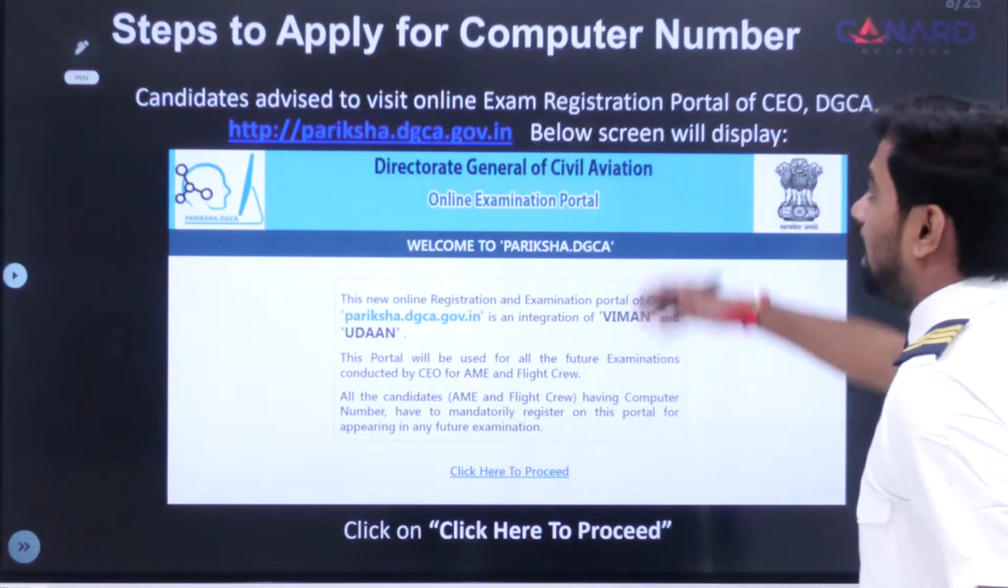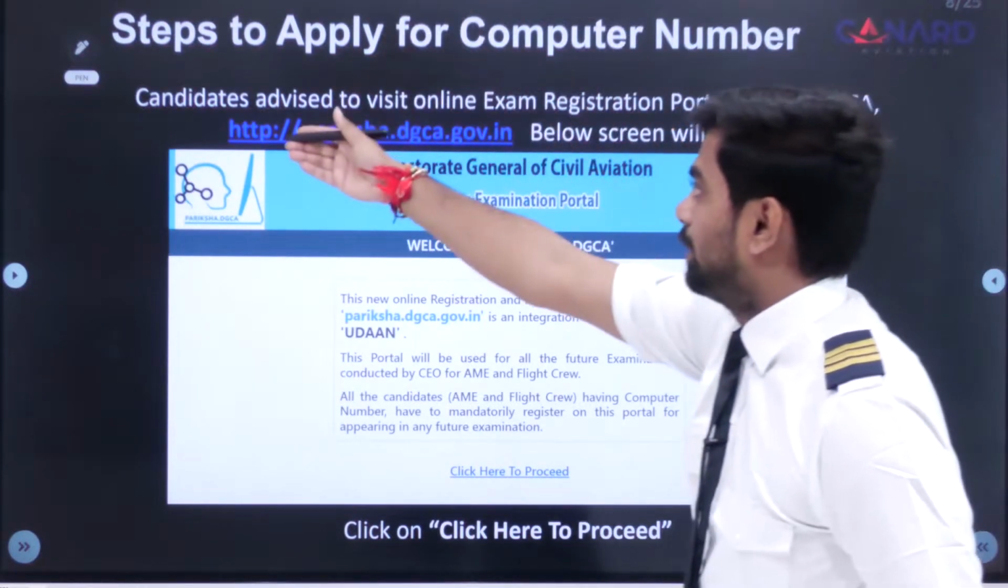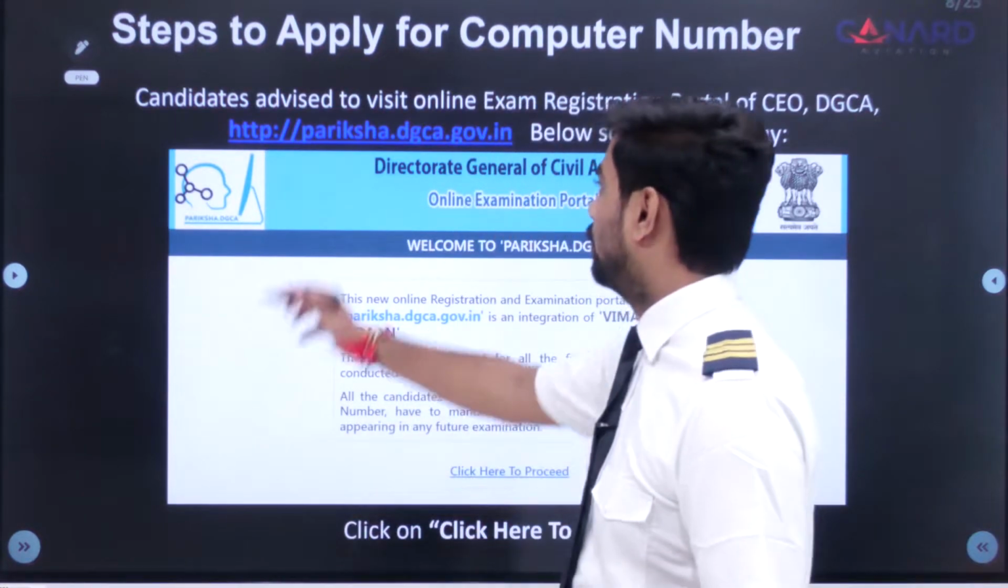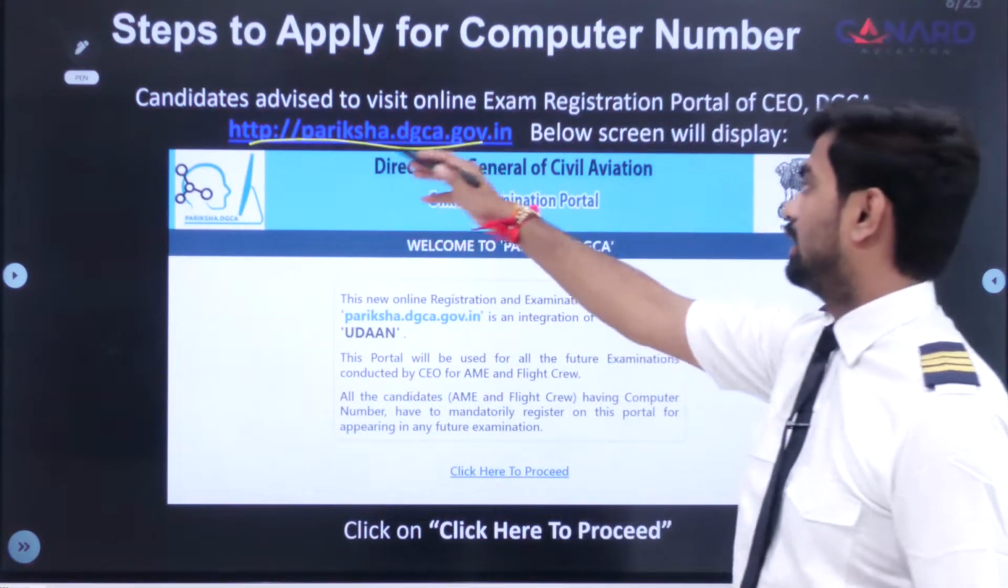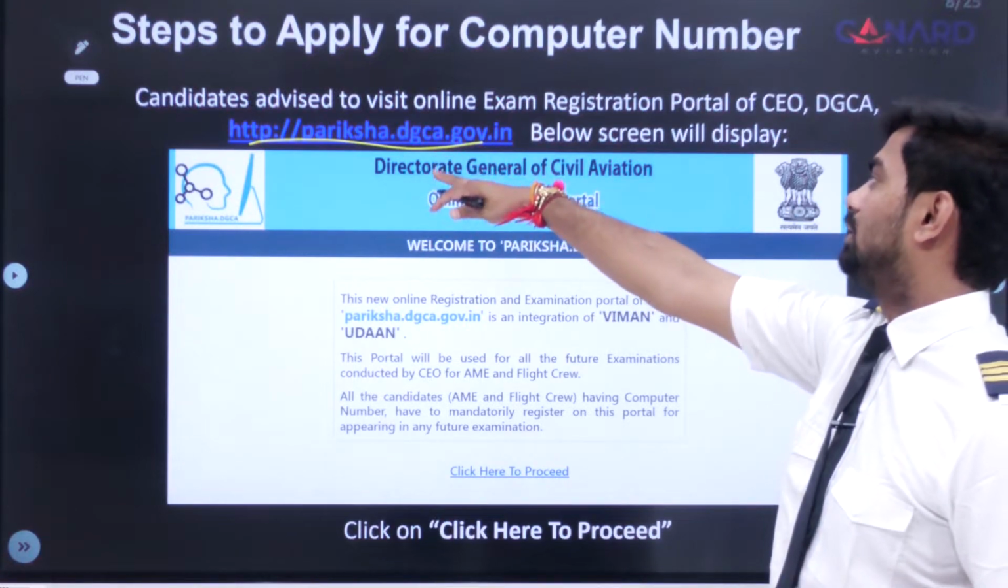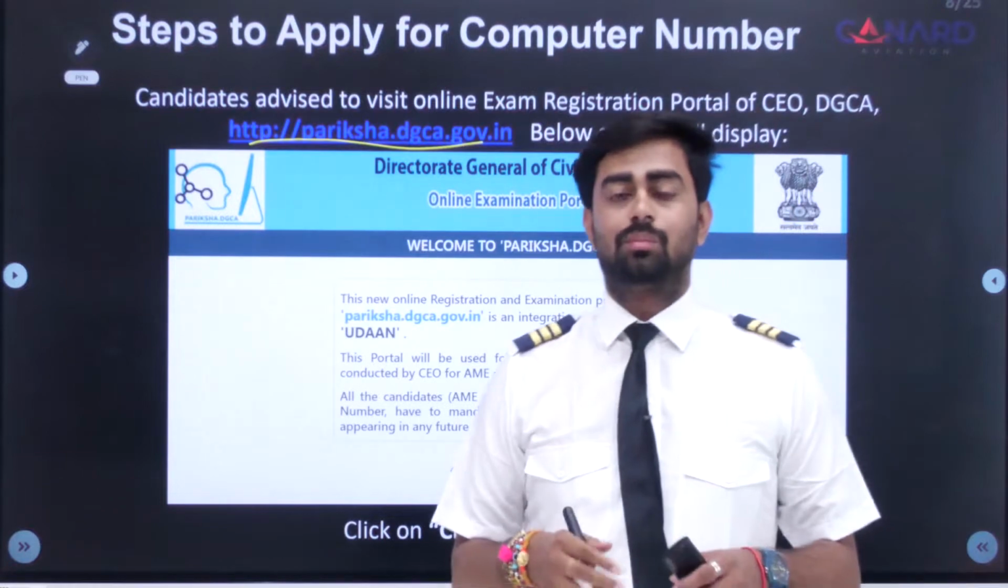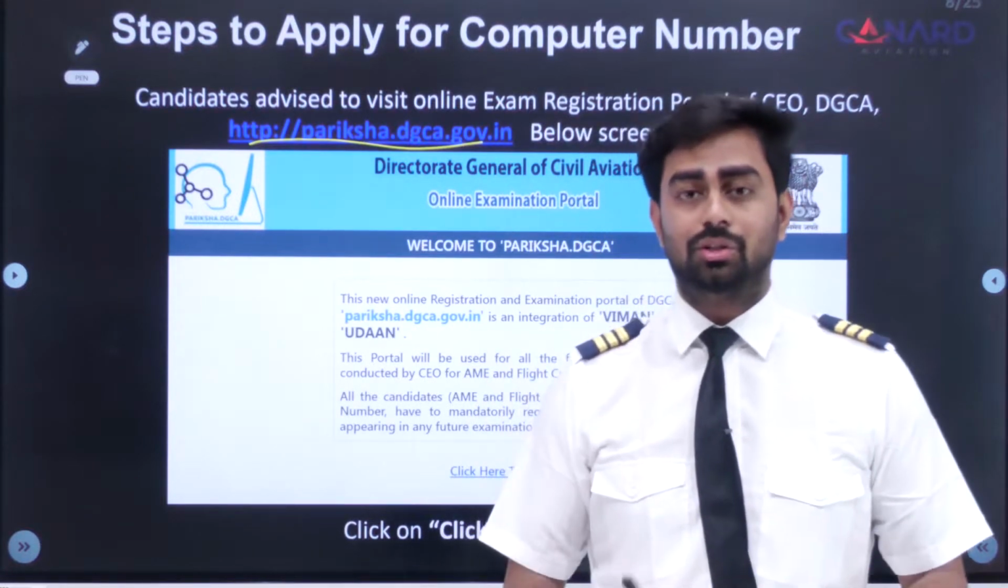Next is how to apply for a computer number. Steps to apply for a computer number: you'll have to visit the website, that is http://pariksha.dgca.gov.in. This is the website from where you can apply for your examinations related to aviation.